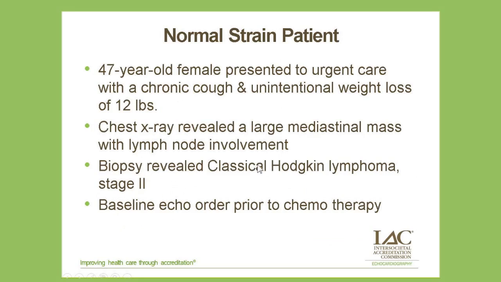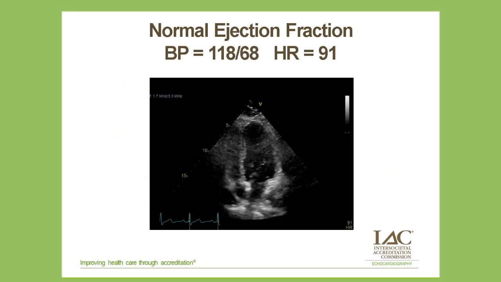Okay, so to reinforce all these points, I wanted to show you a normal strain patient that was done in our lab. It was a 47-year-old female who presented to an urgent care with a chronic cough and an unintentional weight loss of 12 pounds. They did a chest X-ray on her, which revealed a large mediastinal mass with lymph node involvement. They biopsied this, and it was determined that it was stage 2 Hodgkin's lymphoma. So they sent her to the echo lab to order a baseline echo prior to her beginning her chemotherapy.